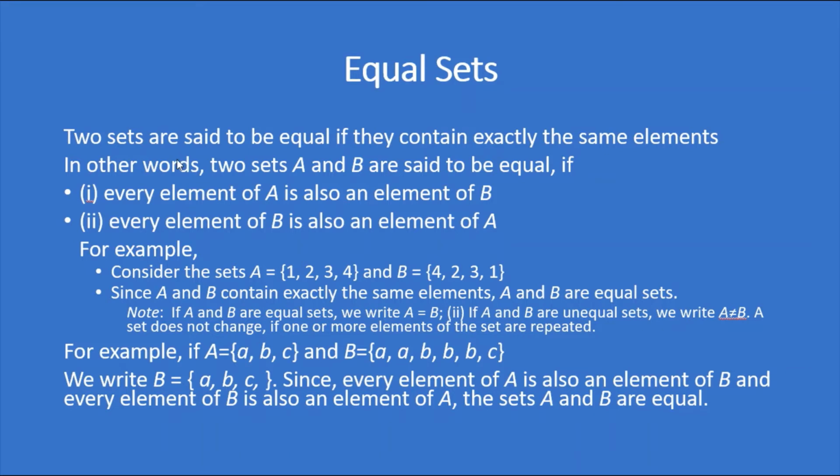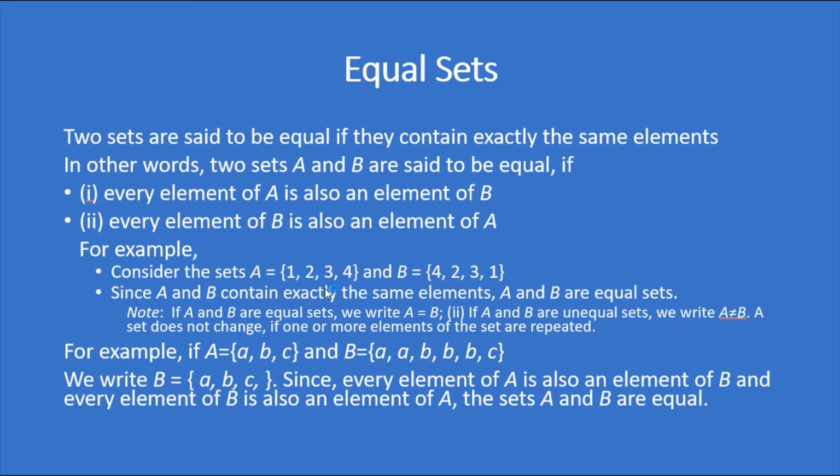Equal sets. Two sets are said to be equal if they contain exactly the same elements. In other words, we can say two sets A and B are said to be equal if every element of A is also an element of B, and every element of B is also an element of A. For example, consider the following sets: A = {1, 2, 3, 4} and B = {4, 2, 3, 1}. Here A and B contain exactly the same elements.